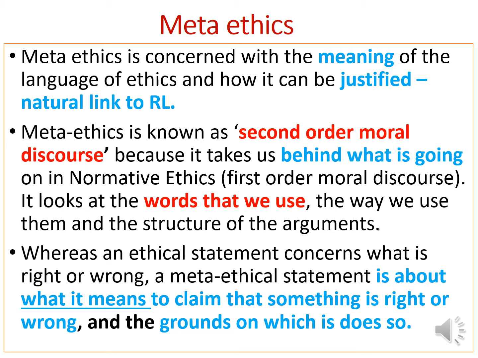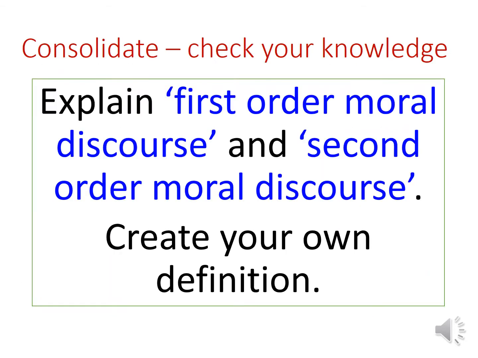And then finally, meta-ethics is about what it means to claim that something is right or wrong and the grounds on which it does so. So how can we say that one action is always good and one action is always bad? So for example, would it be right to say that murder is always right? Wrong. It's obviously not right. Would it be right to say that murder is always wrong? Well, in most instances, yes. But what about things like self-defense? How can we apply one deontological theory of right and wrong to different situations? And how can we justify doing that when we don't perhaps always know what the word good or bad means in different situations?